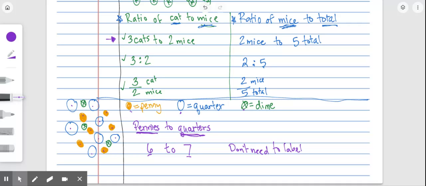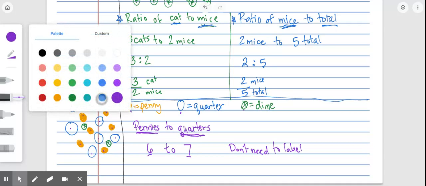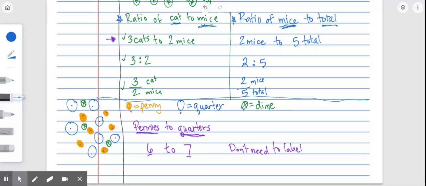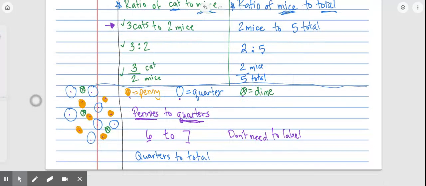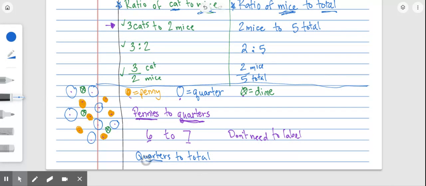Okay, so let's try a different one. Let's try quarters to total number. Quarters to total. Okay, so again, this time I'm looking for quarters first. So I'm going to count the number of quarters. I've got 1, 2, 3, 4, 5, 6, 7 quarters. So I put a 7 first. And then I can write the "to" in between.